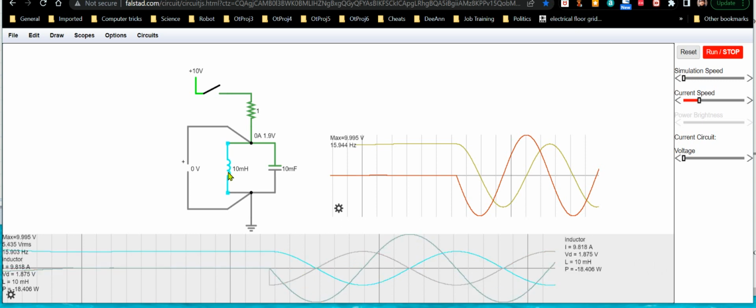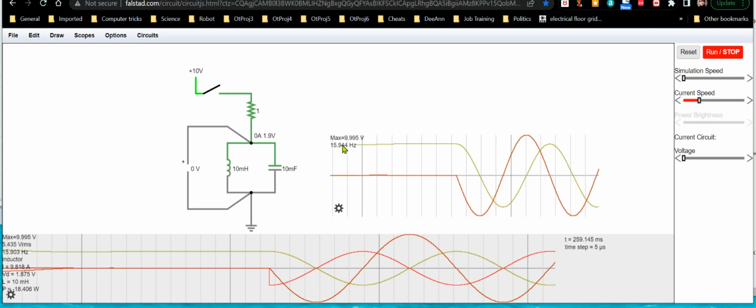Although the thing is you're really looking at the current waveform and the voltage waveform here, but the voltage waveform is actually the same for both components because they are in phase with each other. And here, as I hover my mouse cursor over this, this is telling me the voltage, and this is telling me the current of the inductor, that's the current of the capacitor, and this is the voltage waveform for both.